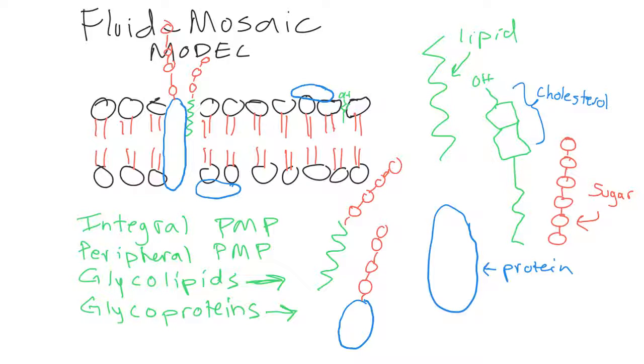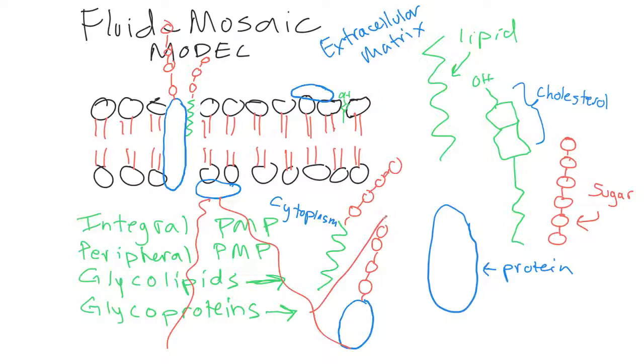And for every cell membrane, you're going to have outside of it the extracellular matrix. And on the inside, you'll have the cytoplasm. And you may have elements of the cytoskeleton. This is getting pretty messy. And the cytoplasm within it.